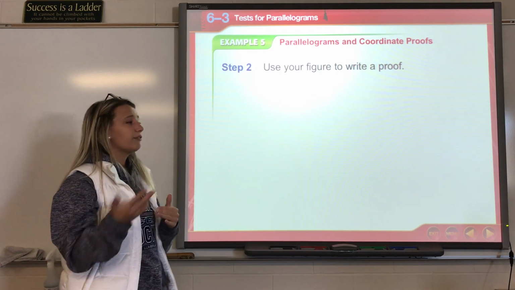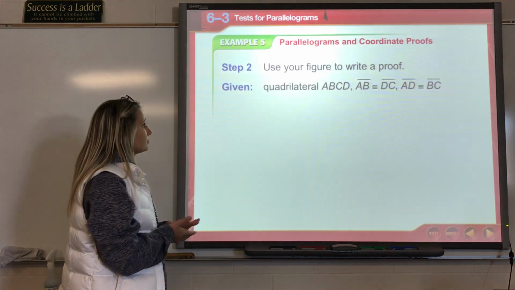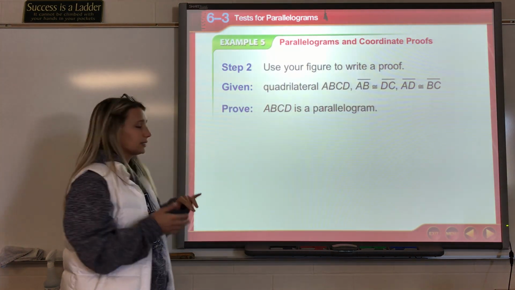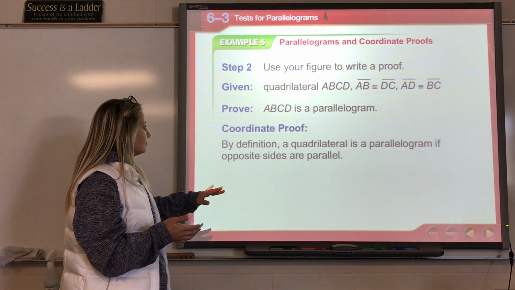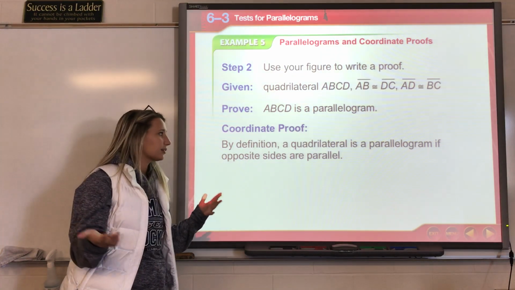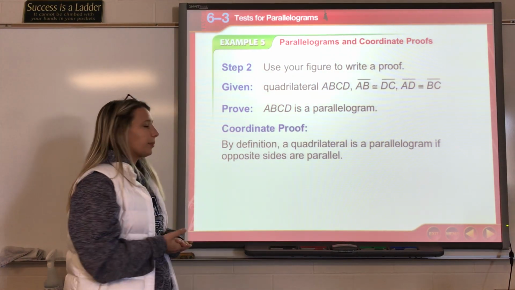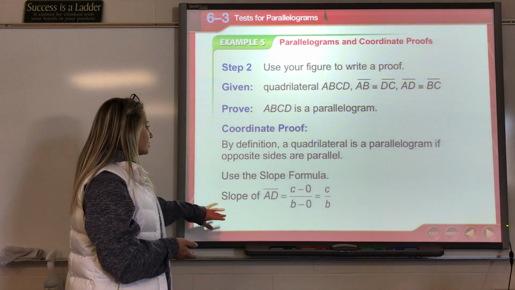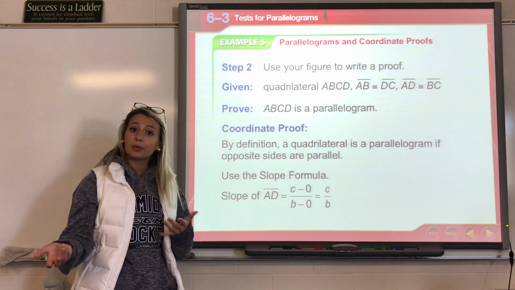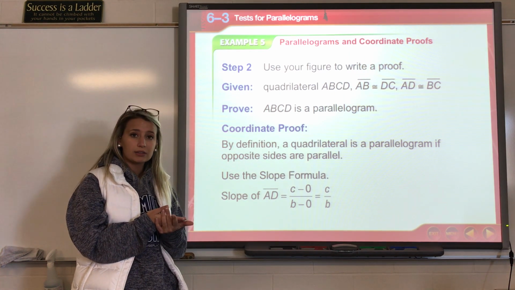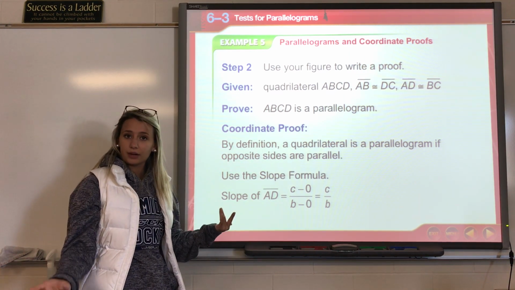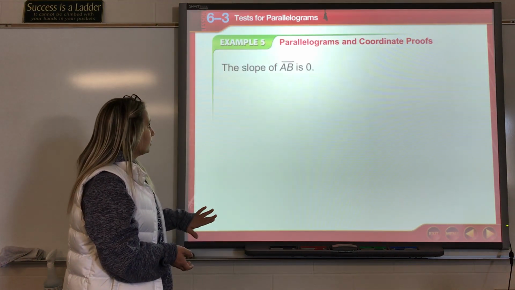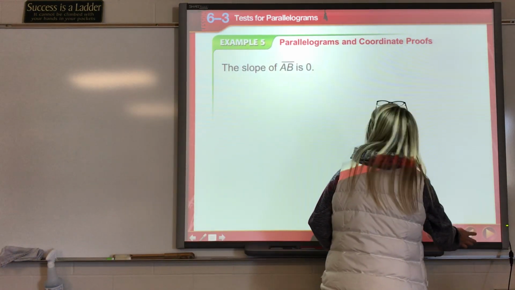Now we use our figure to write a proof. So we state what was given, state what we're proving. By definition, a quadrilateral is a parallelogram if opposite sides are parallel. We showed that in our diagram. We're going to use the slope formula. So just like we did in that last example, we're finding the slope of the opposite sides. If they're equal, then they can be parallel.